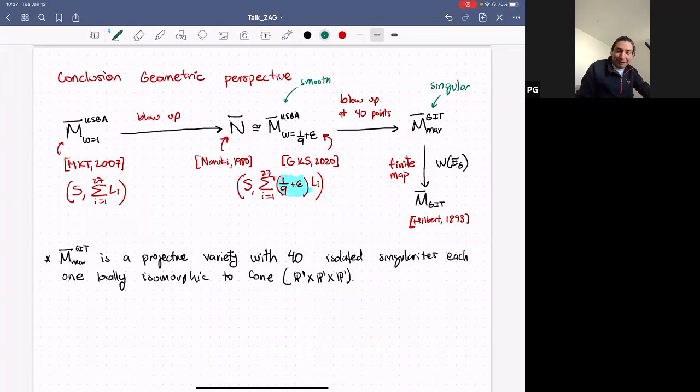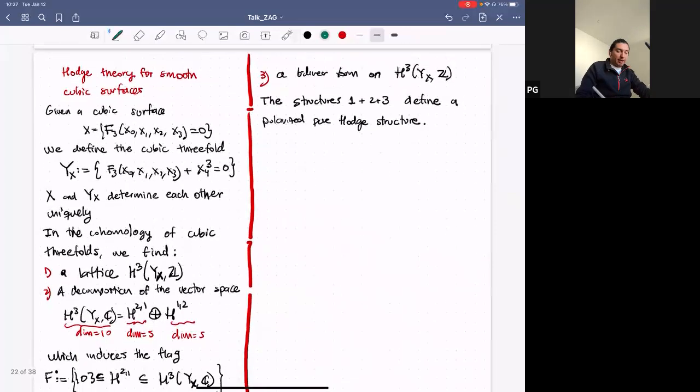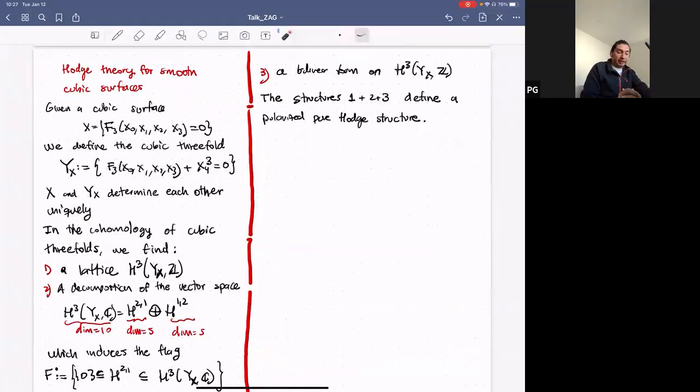And then you're done. At this moment, if you like my page, you're like, hey, I can go home happy with this answer. But I want to bring in now the Hodge theory perspective. What's happening here in the Hodge theory perspective is that you have a cubic surface and you cannot use the cohomology of the cubic surface to do Hodge theory to recover it. So the trick is that you go to a cubic threefold. This is a trick that has been used many times, where you go to a cover of it. And of course, the way that it's built, the cubic surface and the cubic threefold determine each other.